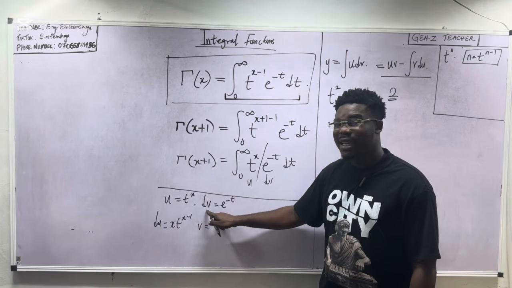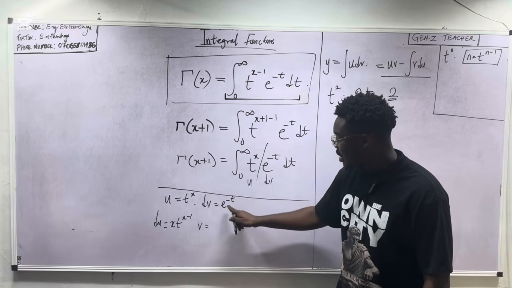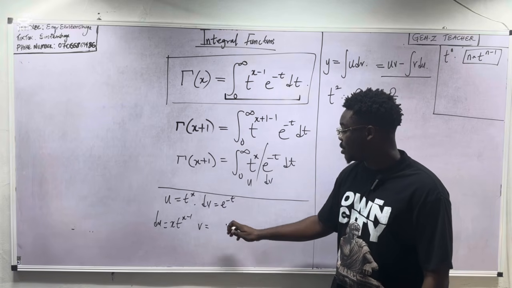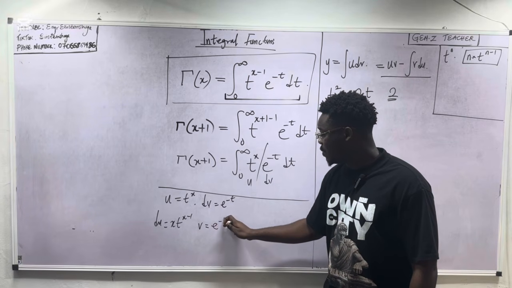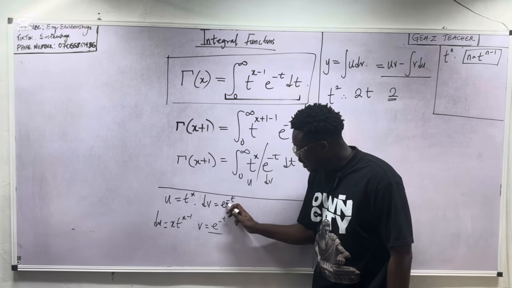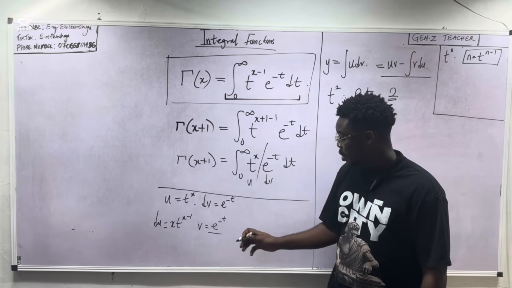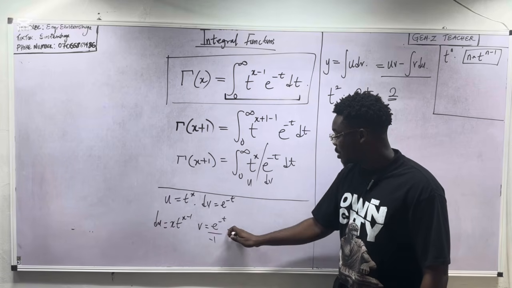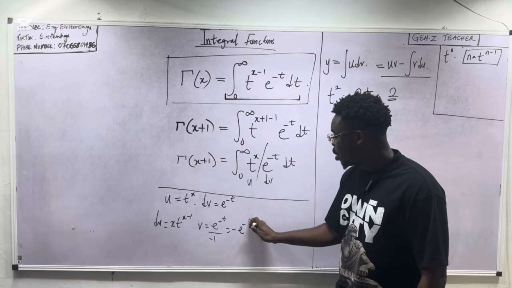Now, if dv is e to the power of negative t, what then becomes v? To get v, you're going to integrate dv. So the integral of e to the power of negative t remains e to the power of negative t, but divided by the derivative of negative t, which is negative 1. That's negative 1 over here. So v can be negative e to the power of negative t.